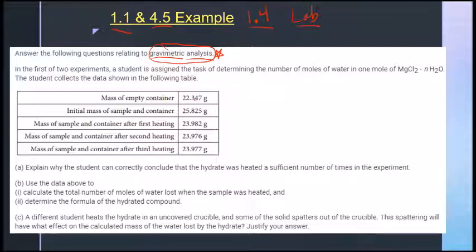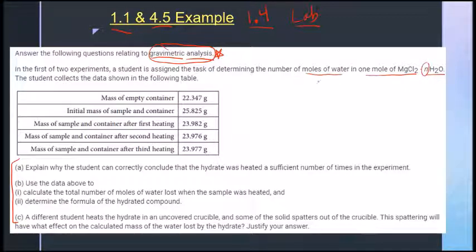So this is a prior free response question from a previous exam, and we're going to go through it line by line, giving you an idea of how to calculate and proceed here. This beginning part of the problem has parts A through C, and part B actually has 2 parts to it. Lots of different things to unpack here. In the first 2 experiments, a student was assigned the task of determining the number of moles of water in 1 mole of magnesium chloride hydrate, MgCl2·nH2O, okay?